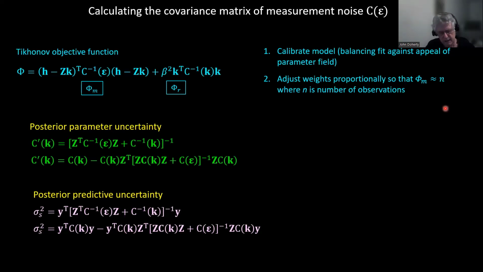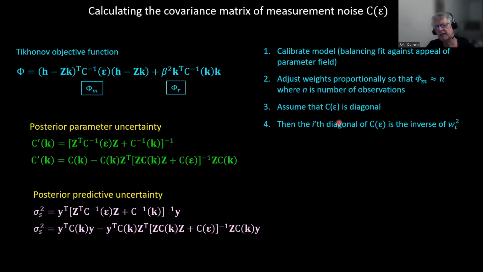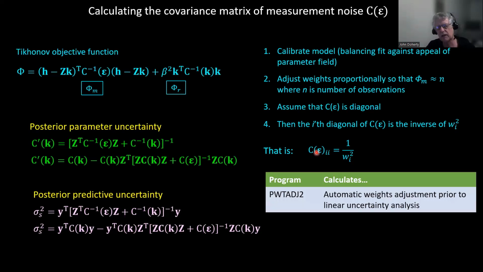is n. So once I've calibrated a model and I make a simplistic assumption that C epsilon is diagonal, it's easy to back calculate weights such that the objective function is equal to n. When I've done that, I've got the elements of my covariance matrix of measurement noise. There's a little utility called PWTADJ2 supplied with the PEST suite, which allows you to do that. So coming up with a suitable CK and a suitable C epsilon is not that much of a big deal, really.